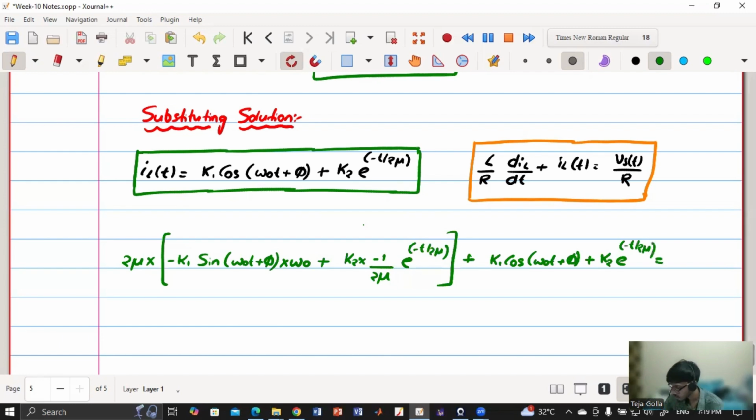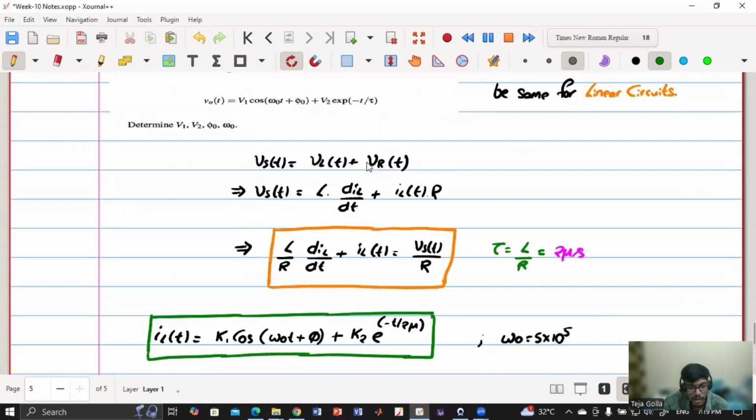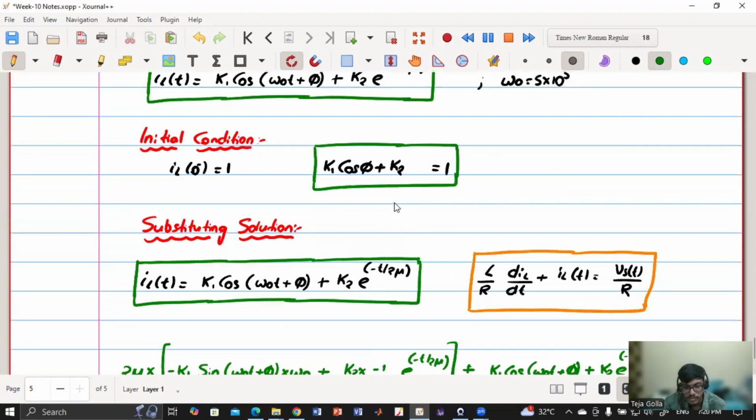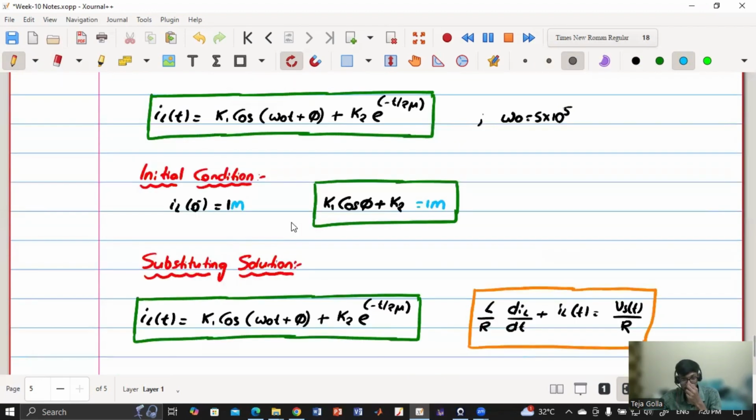Now we are going to the input, which is Vs of t by R. So Vs of t is 2 cos omega naught t by R is 1 kilo. So we'll have 2 milli into cos omega naught. So here it is actually 1 milli. If you see, this is 1 milli. So here also we'll get 1 milli. So on the right hand side also now we are getting 2 milli.